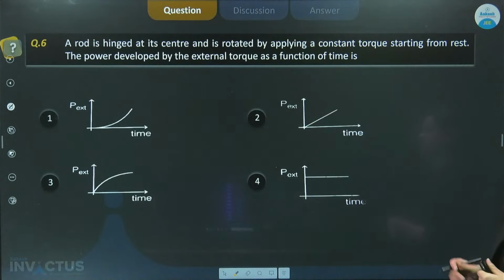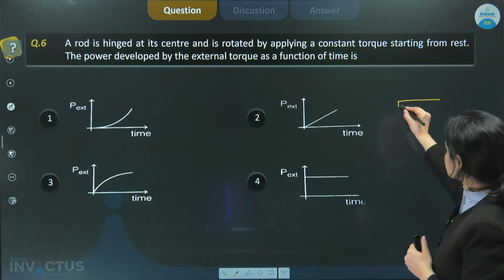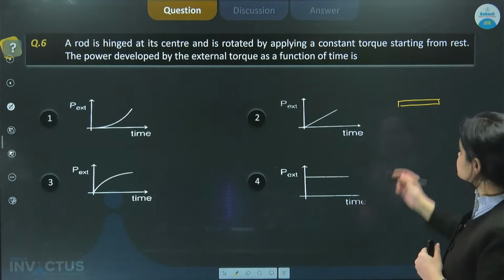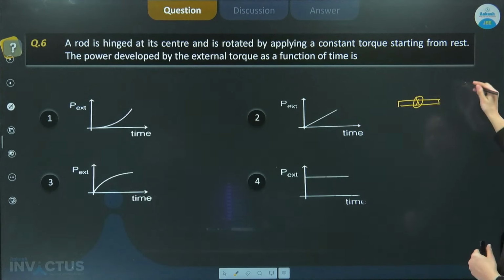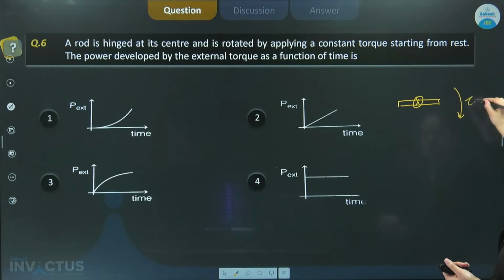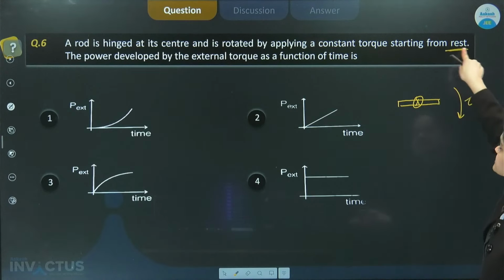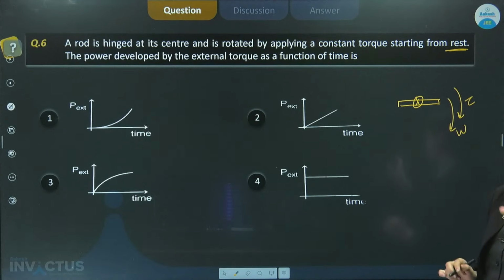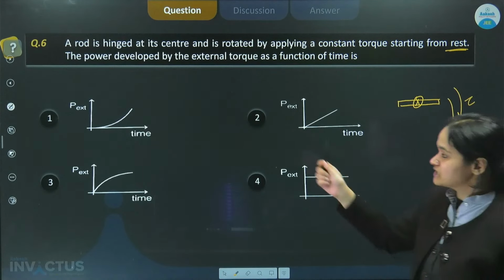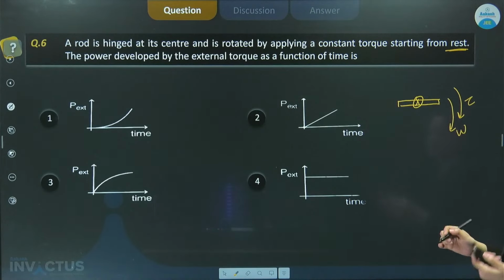Now, a rod is hinged at the center. All right, so there is a rod which is hinged at its center, by applying a constant torque. That means if I apply a torque which is responsible for the rotation in clockwise sense, suppose, and it was initially at rest, that means this torque is responsible for providing omega as well, because it was not moving initially. Now power developed by the external torque as a function of time.